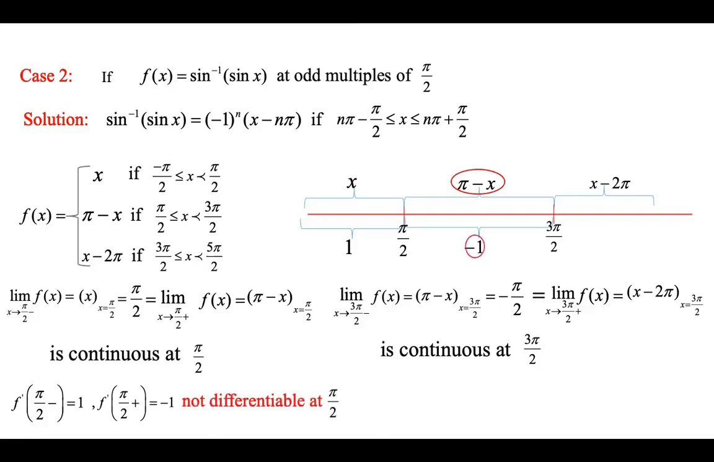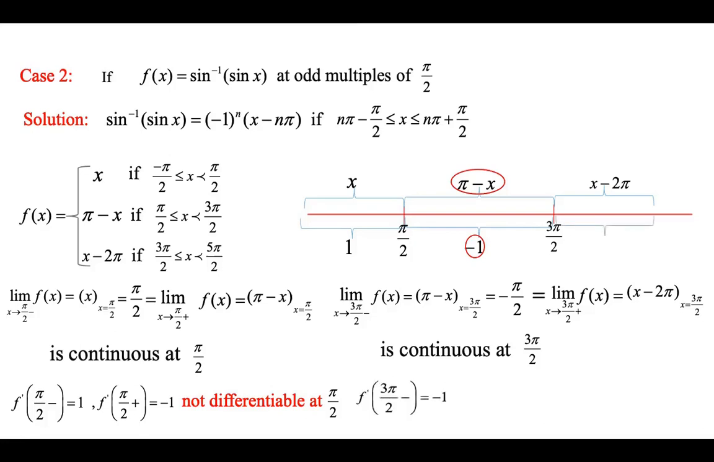Let us check at 3 pi by 2. For 3 pi by 2, on the left side, the derivative formula is minus 1. Therefore f dash of 3 pi by 2 minus is nothing but minus 1. That is the left derivative of f at 3 pi by 2, which is minus 1.